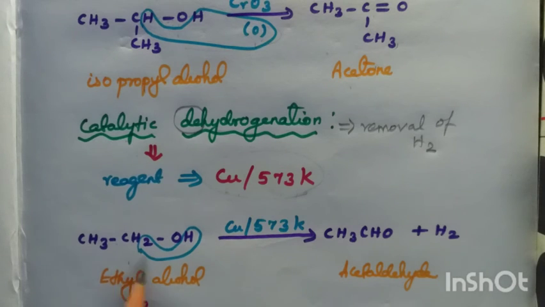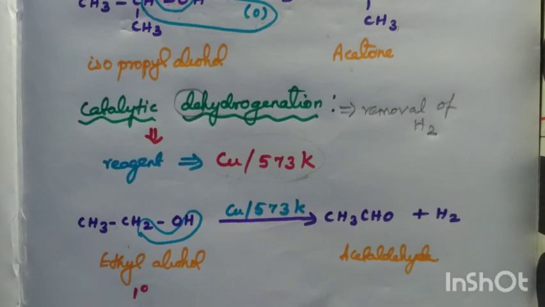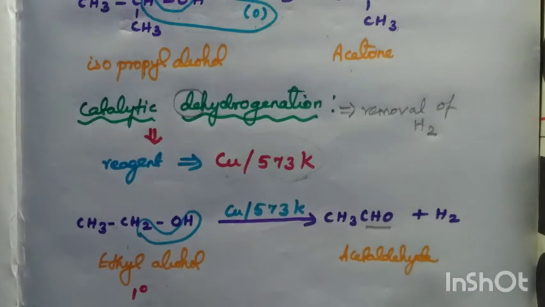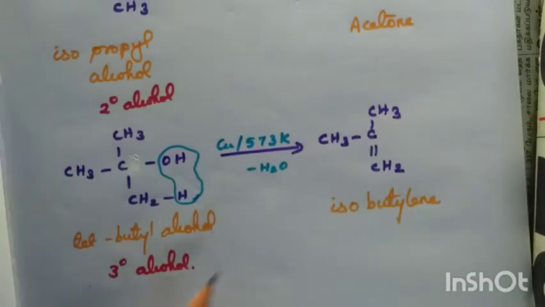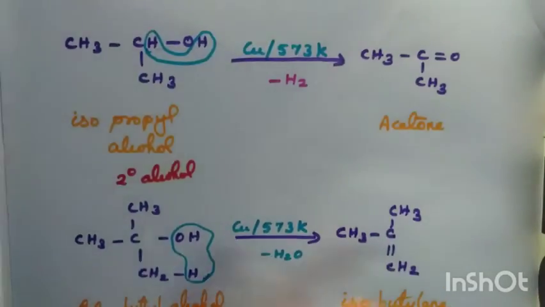So consider a primary alcohol, that is ethyl alcohol, the standard example. In dehydrogenation, only hydrogen is removed here. Primary alcohol on dehydrogenation gives aldehyde. That means secondary alcohol gives ketone. Secondary alcohol gives ketone.